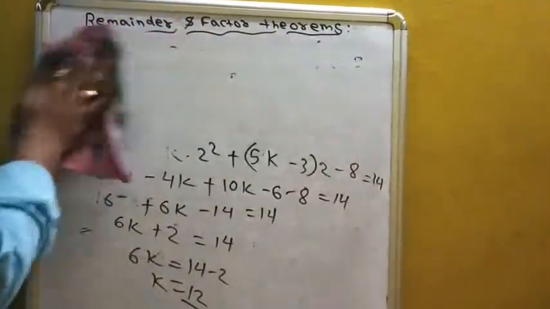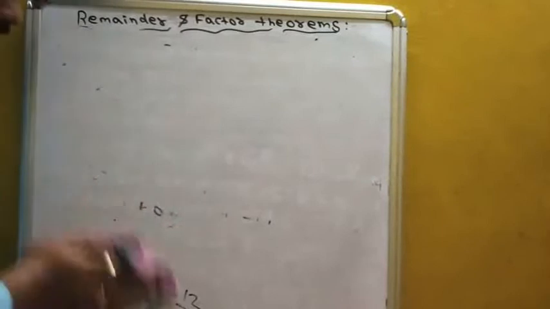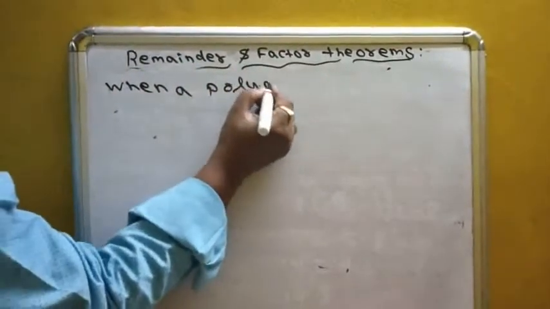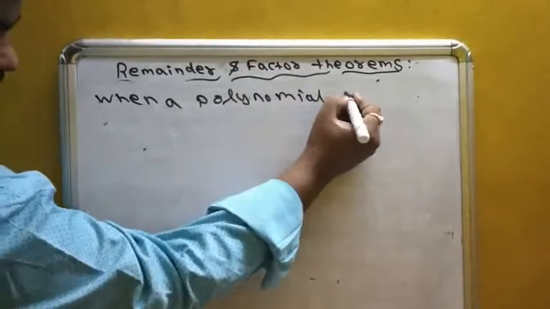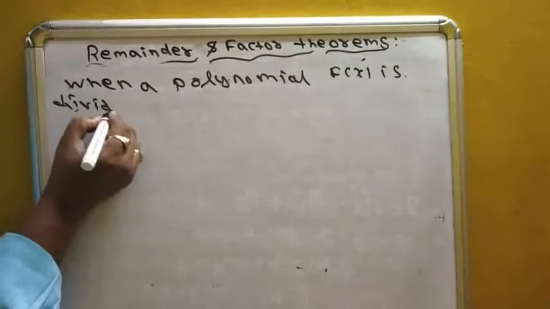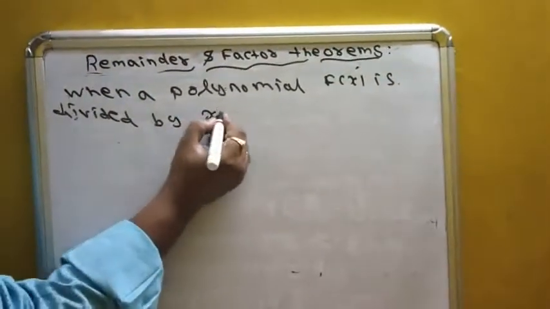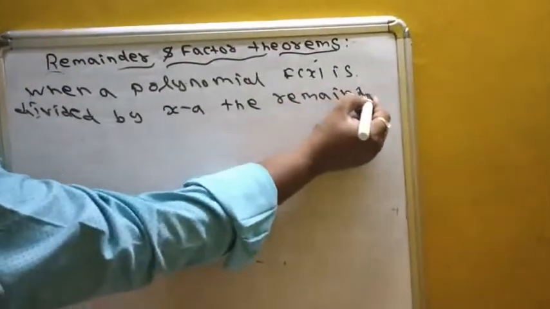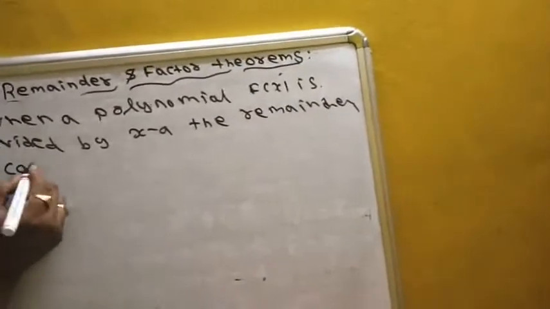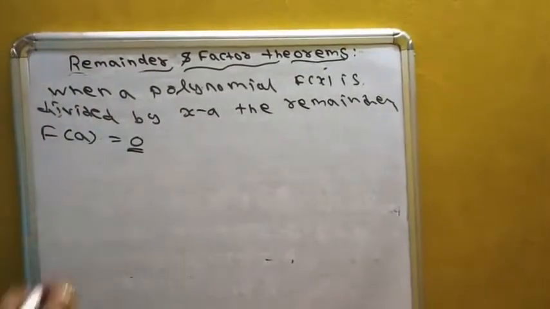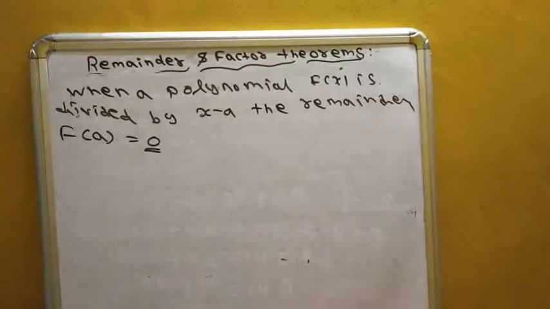What theorem? Factor theorem. In the factor theorem, when a polynomial f of x is divided by x minus a, the remainder f of a equals 0. F of a, the answer must be 0. If the remainder is coming 0, then you can say that that is the factor.